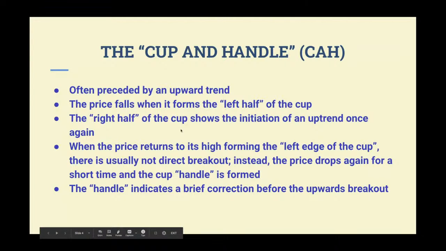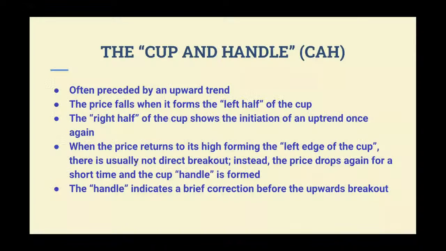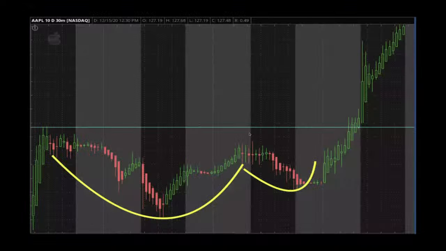So the right half of the cup shows the initiation of the uptrend once again. So we were on an uptrend here. See, now once again we get the uptrend going again. And after the price returns to its high, which in this case is not the exact same high, but is close enough, we can still use it. Ideally, it wouldn't be at this high, but as I say, none of these patterns are going to be perfect.